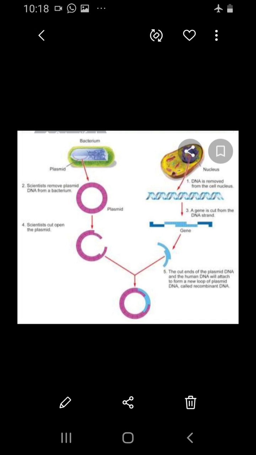So DNA ligase is an enzyme. With the help of this, two different DNAs are joined together and they create a new DNA, that is the rDNA, or recombinant DNA.